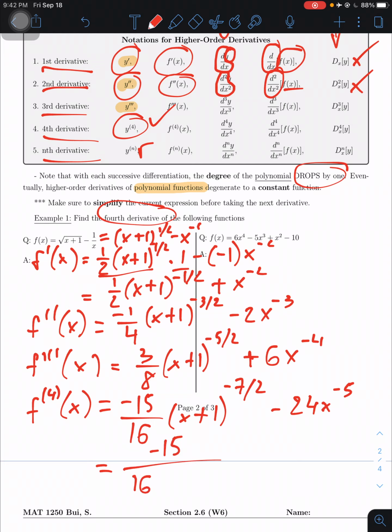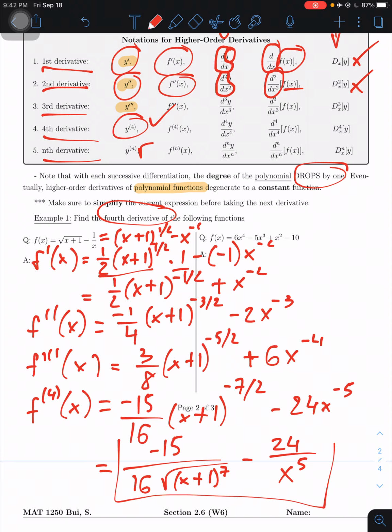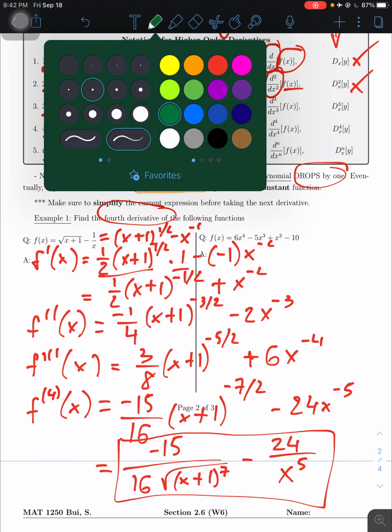So my answer is going to look like negative 15 on the top, and 16 on the bottom, with the square root of x plus 1 all to the power of 7. And then for the second term, I'm going to get negative 24, and x to the 5th power on the bottom. And this is my final answer to find the fourth derivative. This is what you have to do for your part.